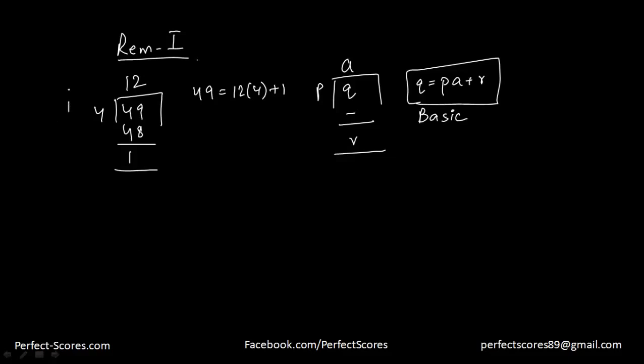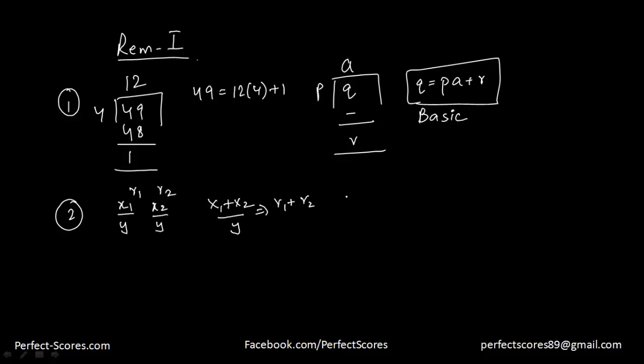The next thing we did was, whatever operation you do on numbers, let's suppose x1 is divided by y and x2 is divided by y, over here the remainder is r1 and over here the remainder is r2. Similarly, if x1 plus x2 is divided by y, the remainder is going to be r1 plus r2. If x1 minus x2 is divided by y, the remainder is going to be r1 minus r2. And if x1 into x2 is divided by y, the remainder is going to be r1 into r2, right? So this is something we did in the first video.